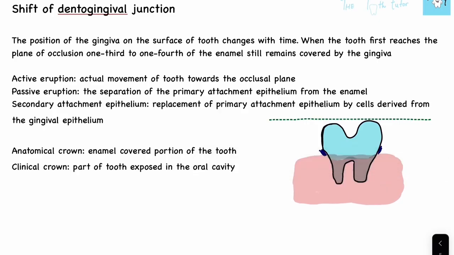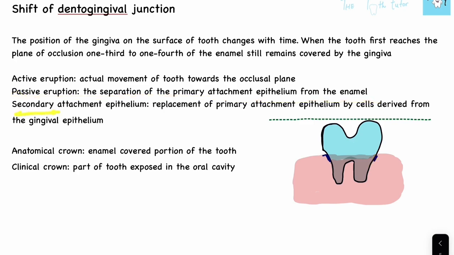Now this primary attachment epithelium will also recede. It will also move down, it will also come over here. It will move along with the gingiva. So this is called passive eruption, the separation of the primary attachment epithelium from the enamel. So this will move down so much that now you can see it is attached to the cementum. It used to be up here, attached to the enamel, this primary enamel epithelium, but now it is attached to the cementum. So this is the passive eruption.